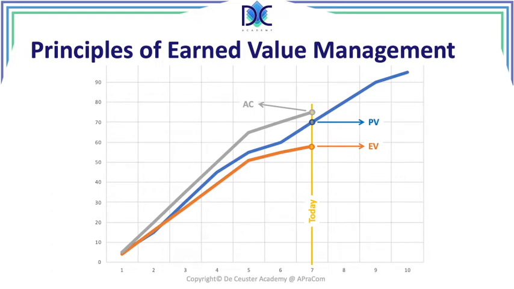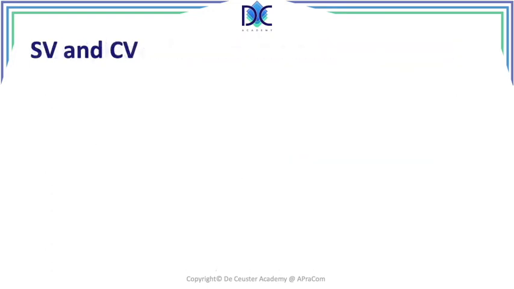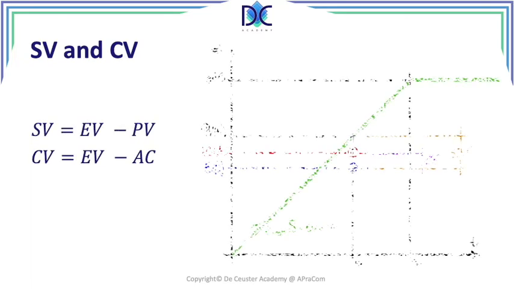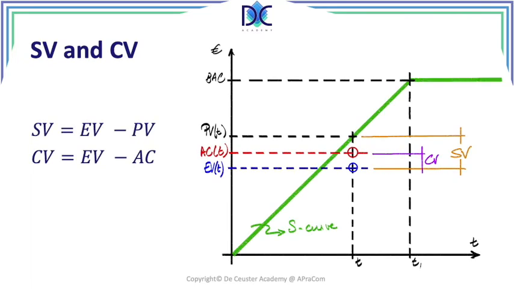What are the main parameters in earned value management? We have the schedule variance and the cost variance. Schedule variance is earned value minus planned value. Cost variance is earned value minus the actual cost. And we see them here on the S-curve. We see the schedule variance and we see the cost variance at a certain time, at the moment we are measuring the status of the project.